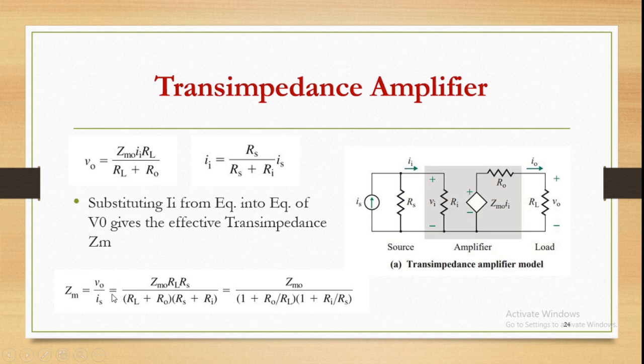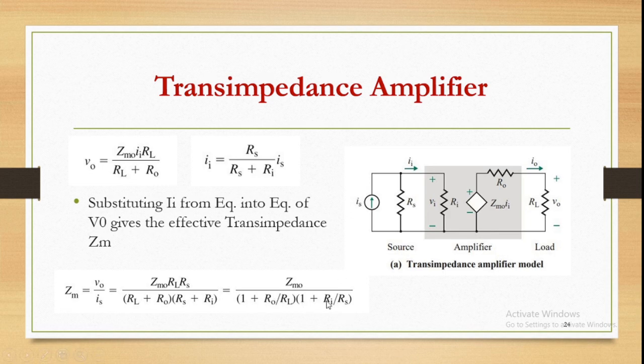So here II is there, so II will get cancelled and Is will also get cancelled. We'll have ZMO, that is the open circuit transimpedance gain, RL into RS divided by RL plus R0, RS plus RI. So we can have 1 plus R0 upon RL, as RL will get cancelled from the numerator by taking common RL from this particular bracket, and 1 plus RI upon RS. The RS will get cancelled as we are taking RS common from this bracket, and finally we'll have the equation of the transimpedance effective gain. Zm equals ZMO divided by 1 plus R0 upon RL, 1 plus RI upon RS.